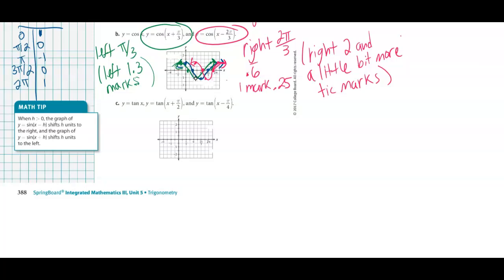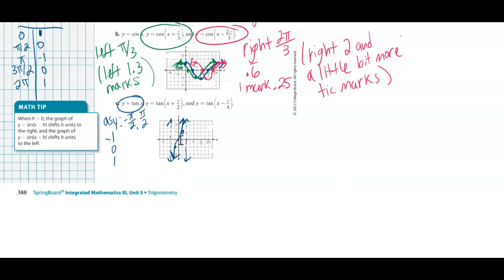Tangent is going to be a little bit different. With tangent, again, I would start by graphing my parent. So asymptotes are at negative pi over 2 and pi over 2. Y values are negative 1, 0, 1. So there's our normal tangent.